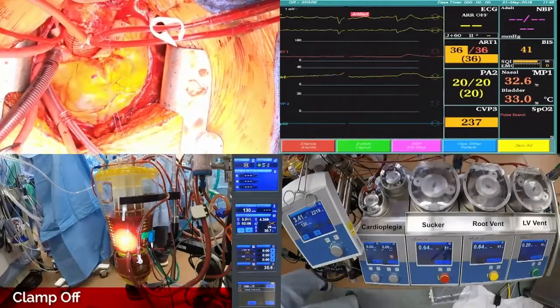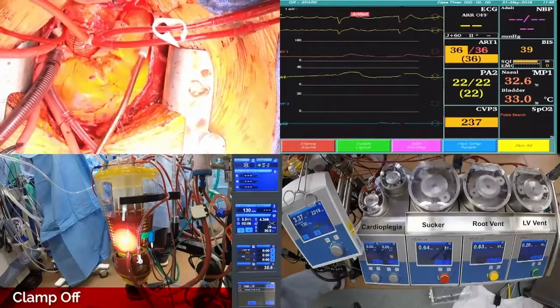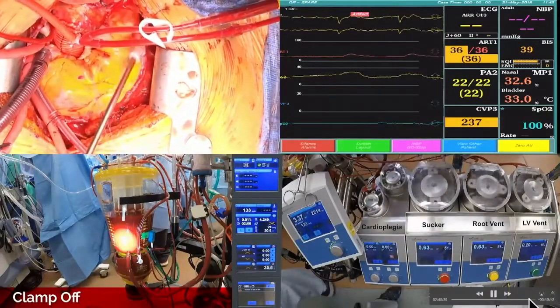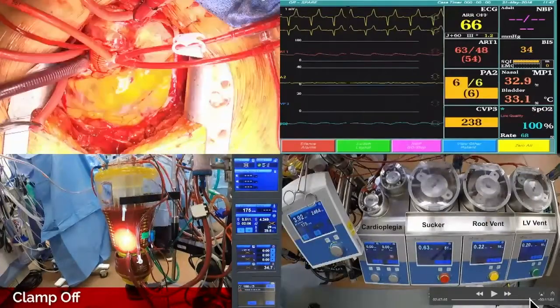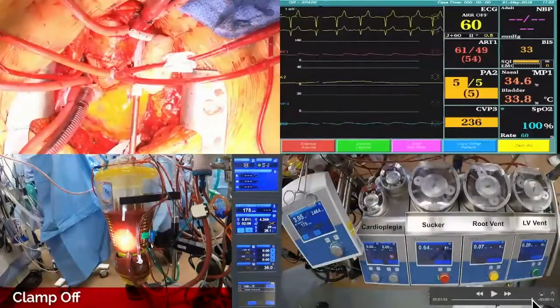All right, so we come off pump at 2 hours and 57 minutes, and then we'll be. I didn't come up with it, I just watched. I listened to a heart surgery class. You did. You did good.